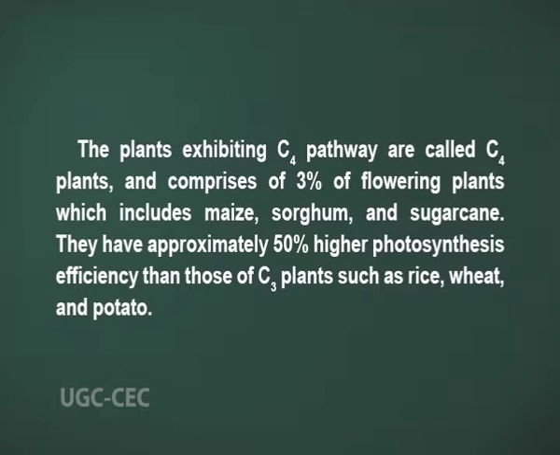Next, let us learn about C4 photosynthesis. The plants exhibiting the C4 pathway are called C4 plants and comprise 3% of flowering plants, which include maize, sorghum and sugarcane, etc. They have approximately 50% higher photosynthesis efficiency than C3 plants such as rice, wheat and potato.